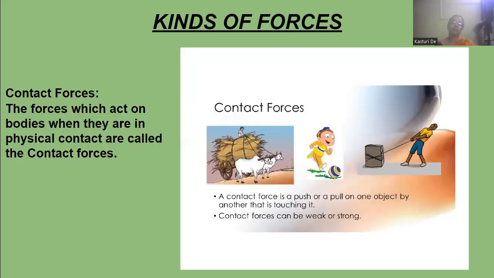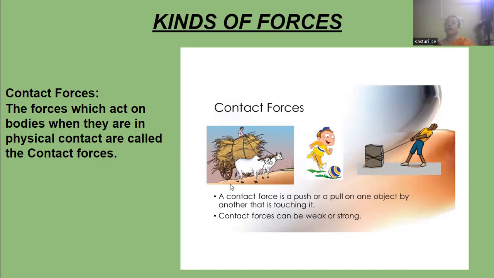So next we come to the details of the forces. First we come to contact forces. Contact forces means the forces which act on bodies when they are in physical contact. When they are in contact with each other, the forces acting on the bodies are known as contact forces. Like in the picture, a contact force is a push or pull on one object by another that is touching it. Contact forces can be weak or strong.